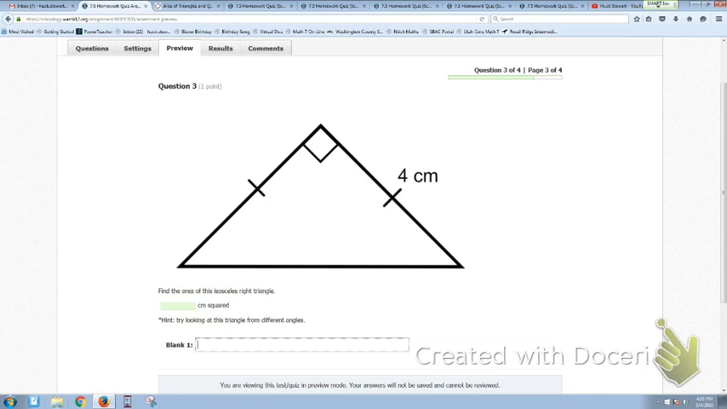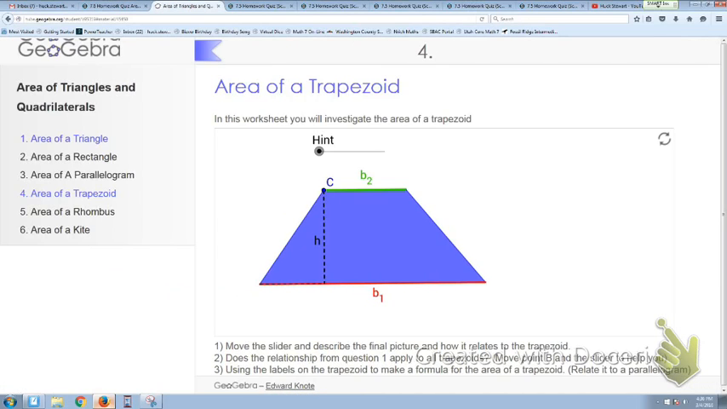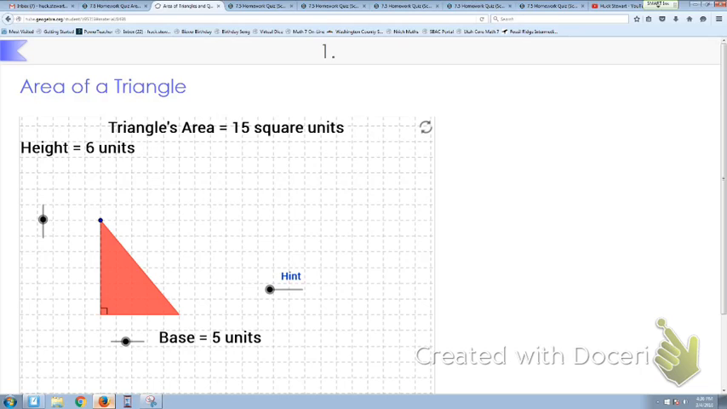Okay, question number 3. There are a few things you need to understand about question number 3. The first one is, this is a triangle. Let's go to our activity for just a second and talk about triangles, and how to find the area of a triangle. Any triangle that you have is going to be exactly half of a parallelogram.